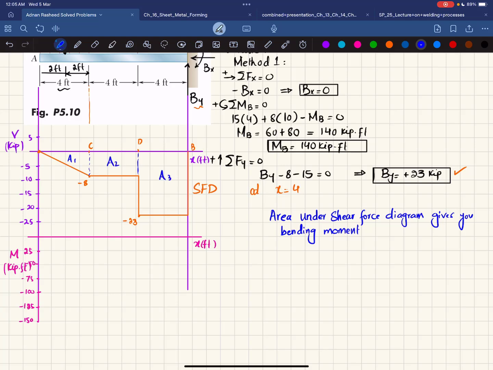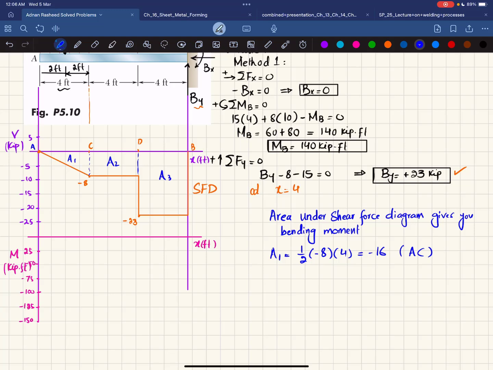So first we will calculate A1. So A1 is how much? You can see this is a right angle triangle, so its area will be 1 over 2. Its base is 4 feet and height is minus 8. So I can write it as 1 over 2 times minus 8 times 4. And when you calculate it, it will be minus 16. This is the area for region A to C. This is your point A.